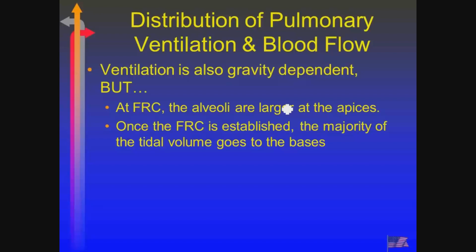Ventilation is also gravity dependent. There's a little bit of difference as far as what goes on here. For one, at rest, at the end of a normal exhalation at FRC, functional residual capacity, the alveoli in the bases are smaller in size than the alveoli in the apices. So that FRC is not evenly distributed throughout the lung. The apices actually have a little bit larger alveoli. So when you take a breath in, the majority of the volume goes to the bases because it can't go as much to the apices because they're already full.